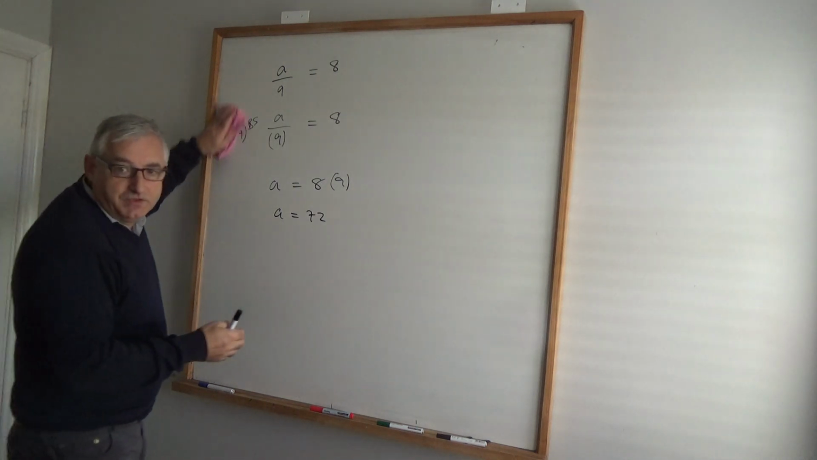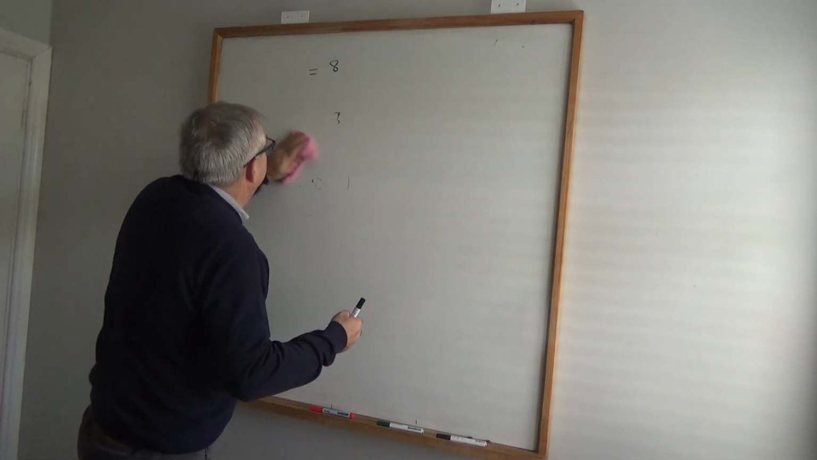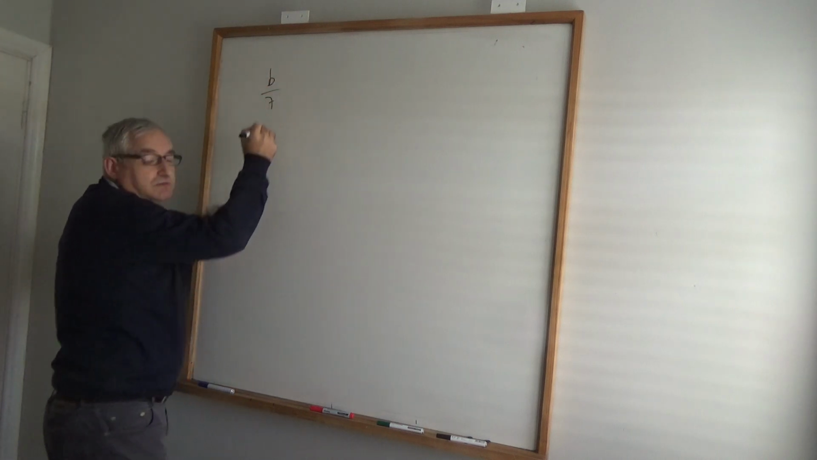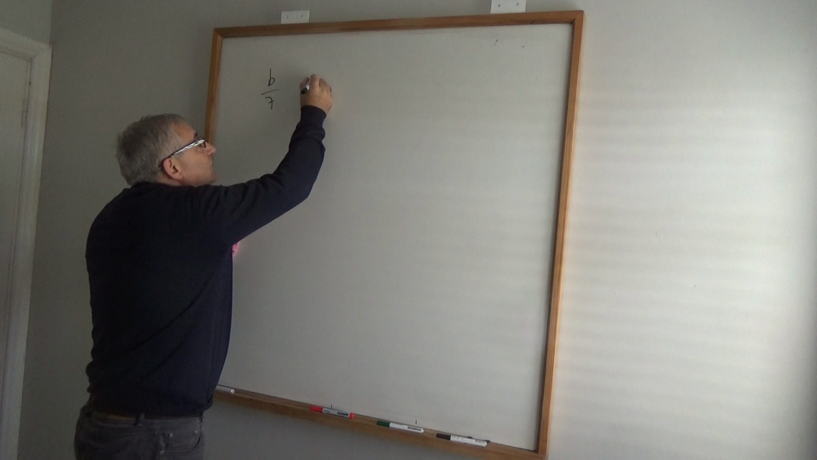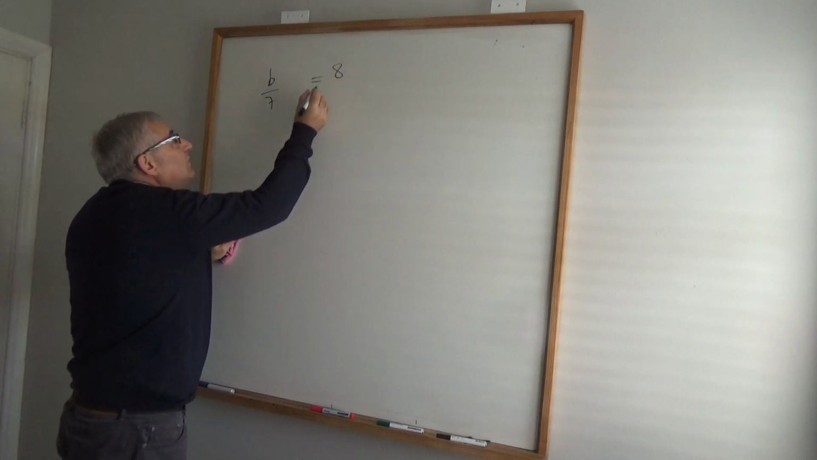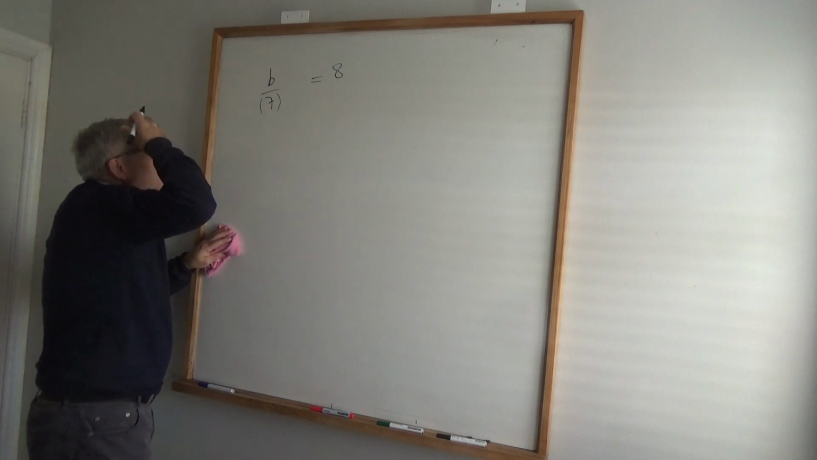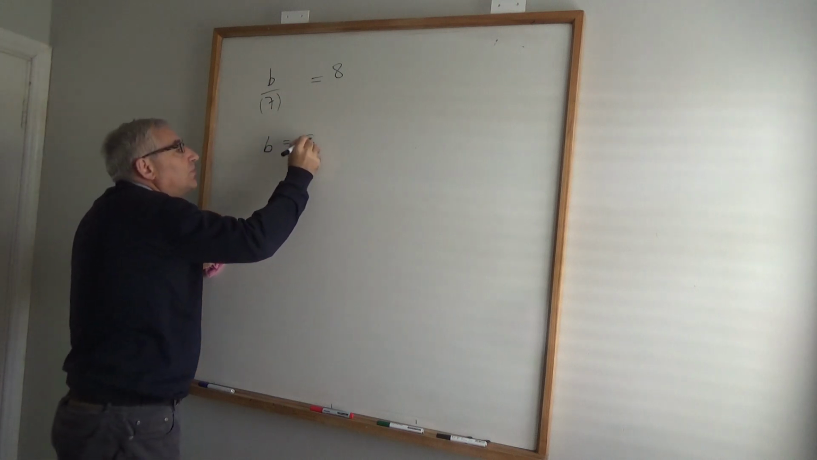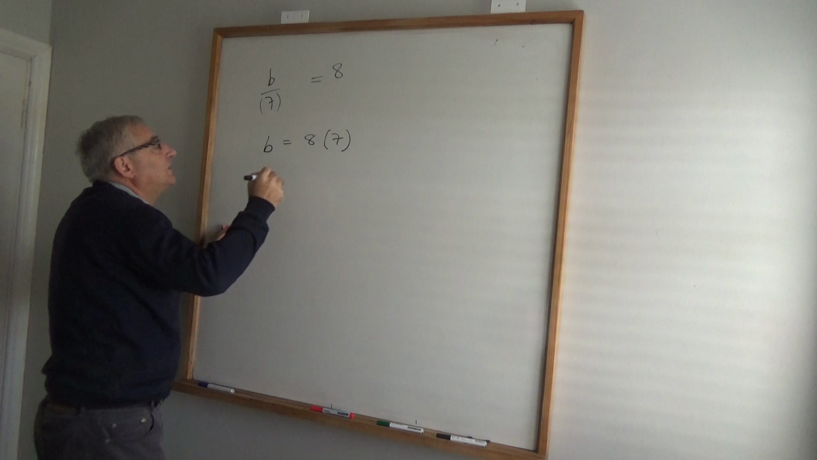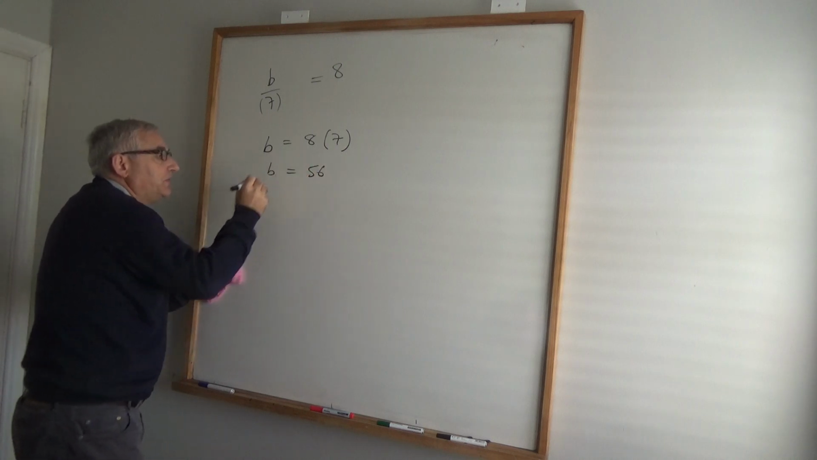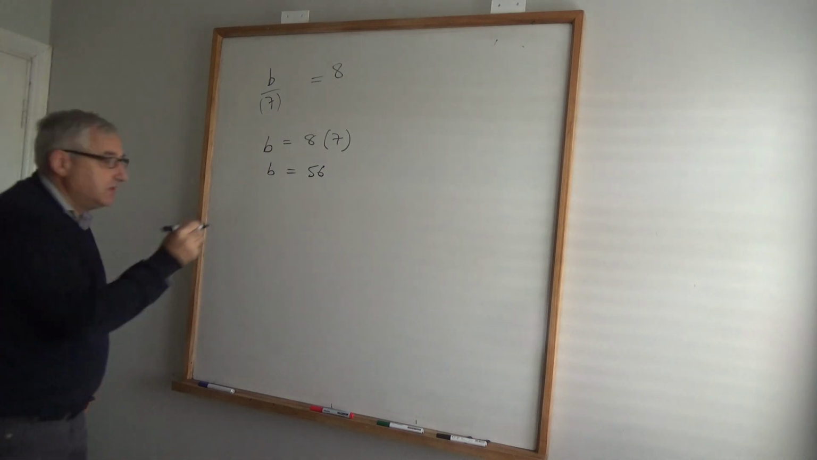Okay, we move on to B. B over 7 equals 8. Okay. We'll bracket up the 7, we'll bring it up, we'll multiply, and now we know that B is equal to 56.